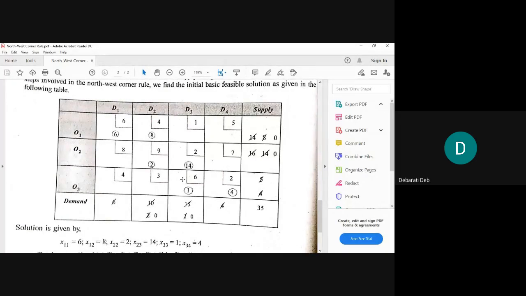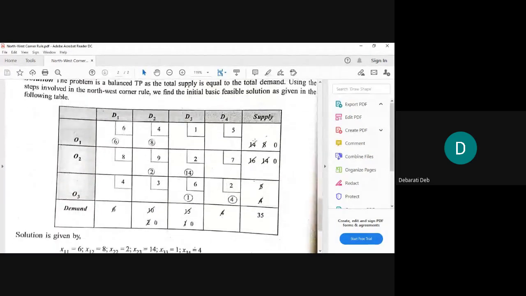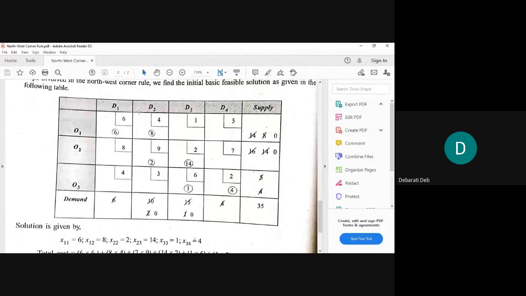So we start from the northwest corner. Here the northwest corner is this first box, O1, D1, right? Here, what is our first lookout? We will have to see what is the column total corresponding to this box, and what is the row total corresponding to this box. The column total is 6 and the row total is 14, right? We are seeing the original figures, okay, not the striped off ones.